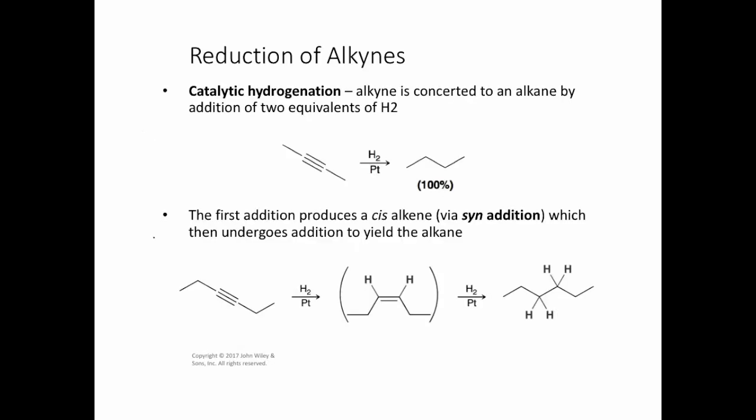Alkynes can be reduced. Now, reduction means the addition of hydrogen or the loss of oxygen. So here we can take an alkyne to the corresponding alkane by adding hydrogen and a catalyst. The first addition produces a cis-alkene via syn addition, like we saw with the alkene hydrogenation, but then that is also reactive towards hydrogenation, so that will react a second time to produce your alkane product.